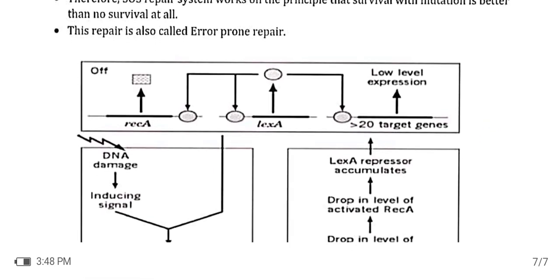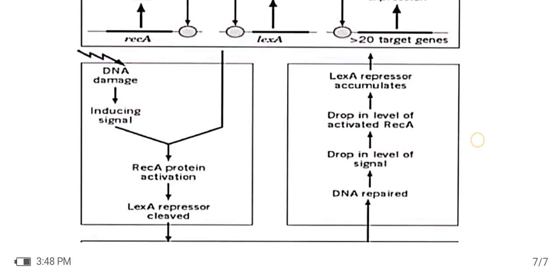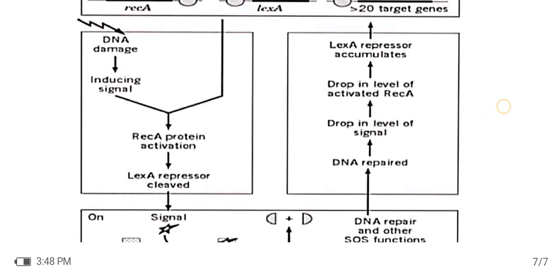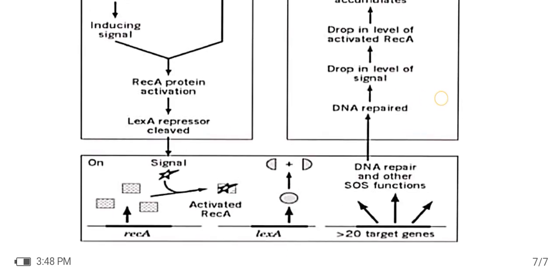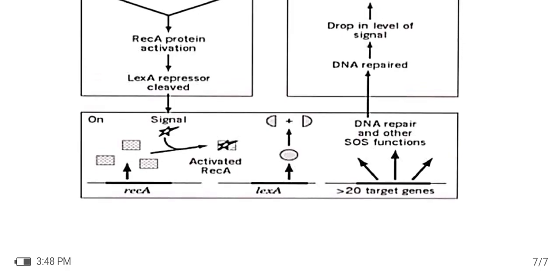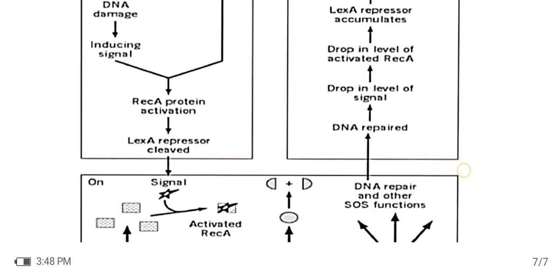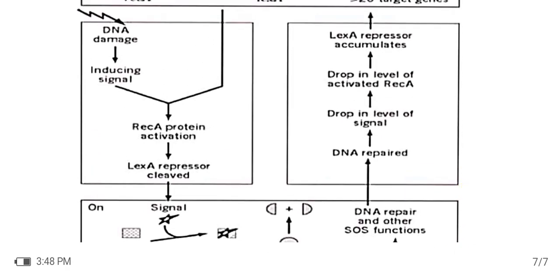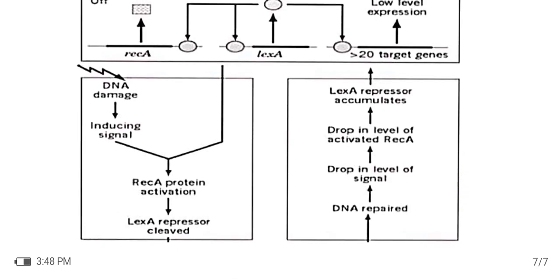Low level of expression. DNA damage induces a signal, RecA protein is activated, LexA repressor is cleaved, then the signal activates RecA, LexA, and DNA repair and other SOS functions. DNA is repaired, there is a drop in level of signal, a drop in level of activated RecA, and LexA repressor accumulates.